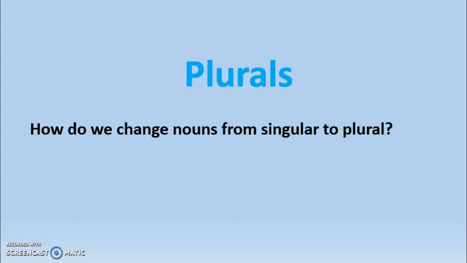Today in phonics, we're going to continue learning about plurals. So the question today is, how do we change nouns from singular to plural? I want you to think back to your lesson yesterday and how you did this and think about the rules that you learned. So we're going to have a quick recap.